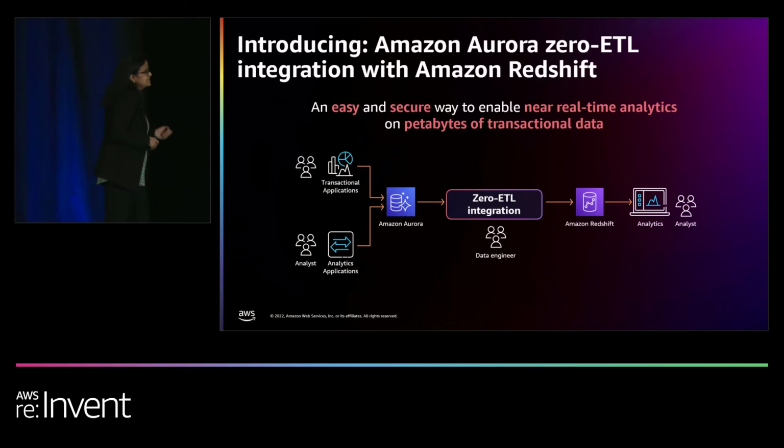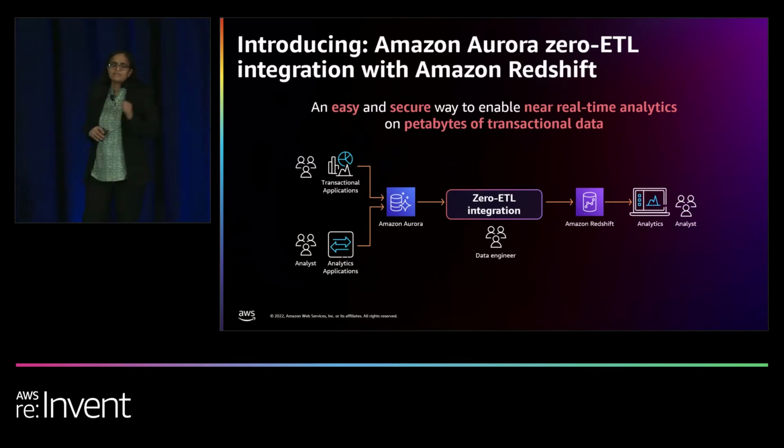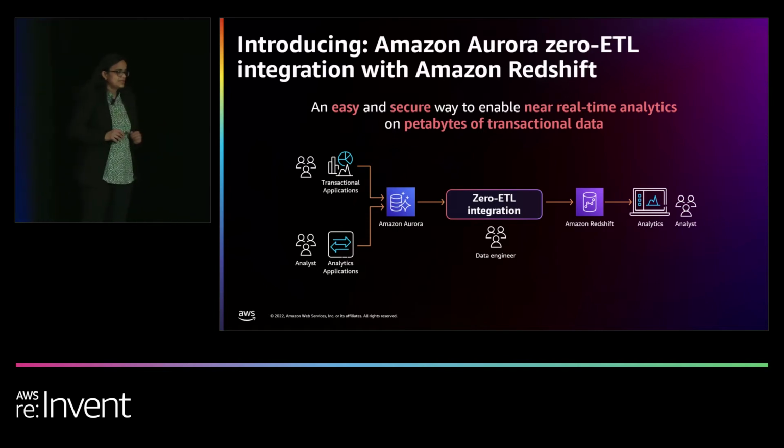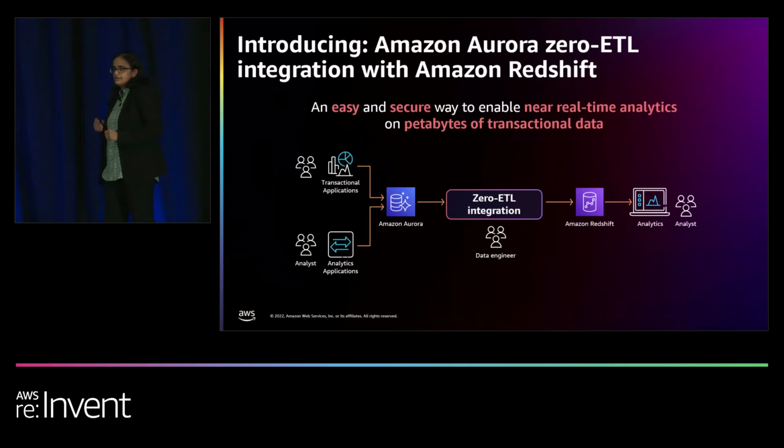So to deal with this challenge, we have introduced at re:Invent this week Amazon Aurora Zero ETL integration with Amazon Redshift. We are very excited about this capability because it gives a very easy and secure way to enable near real-time analytics on petabytes of transactional data across Aurora databases. And with this integration, data is available in Redshift within seconds after being written to Amazon Aurora.